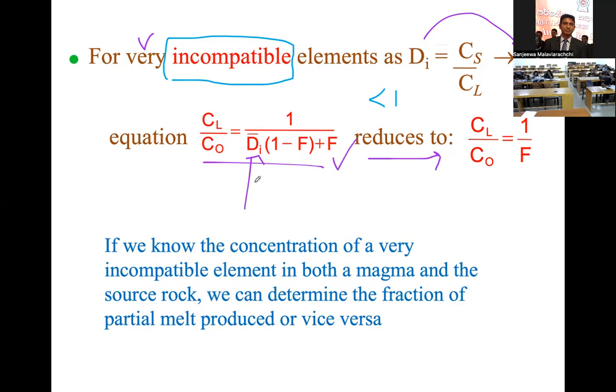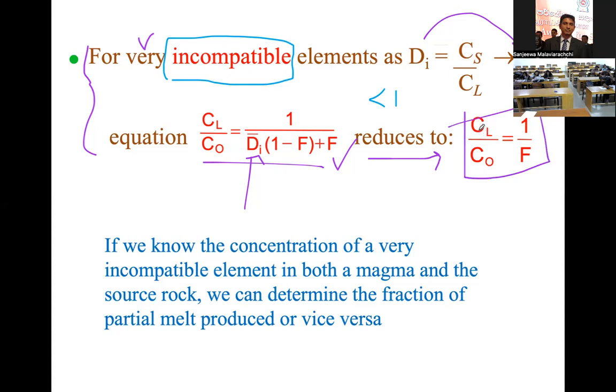This is also some step of an integration process, but we just take this as the simplest form. If the incompatibility is very high, that means the partition coefficient of that particular element for the system we are considering is almost 0. For a different system, it may not be 0; it depends on the value. But for a given system where a highly incompatible element gives almost 0 partition coefficient, you can reduce that batch melting equation to 1 over F.